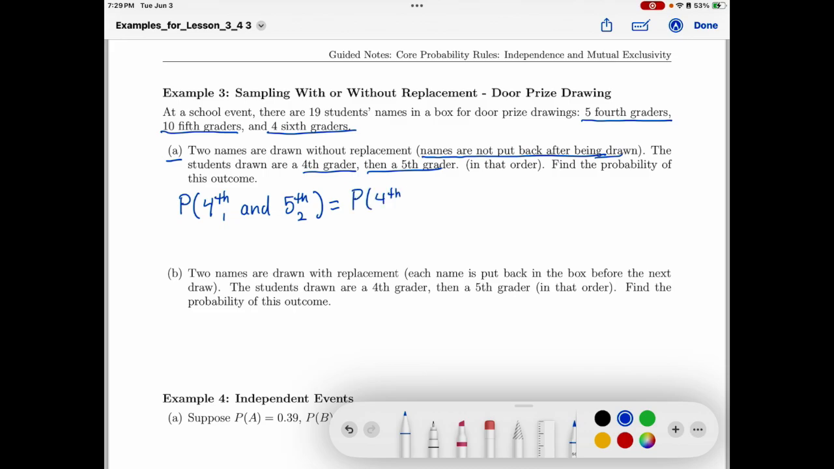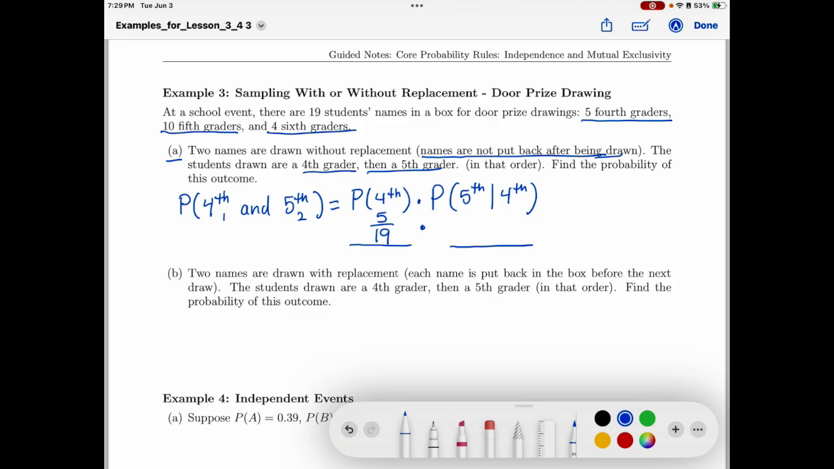Our probability formula for this is the probability of getting a 4th grader times the probability of getting a 5th grader given that we already picked a 4th grader. There's our notation. If the 4th grader is the first picked, since there are 5 4th graders, that has a chance of 5 out of 19 because there are 19 total in the box.